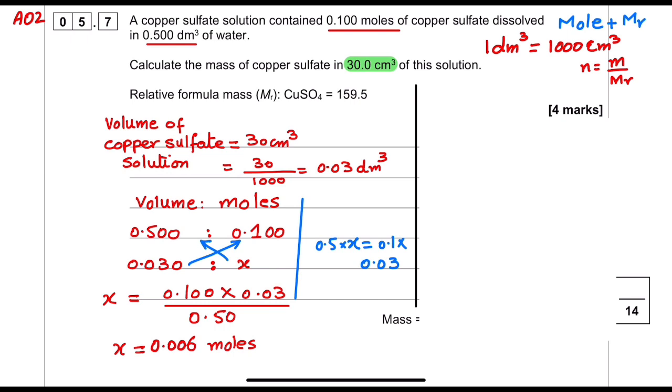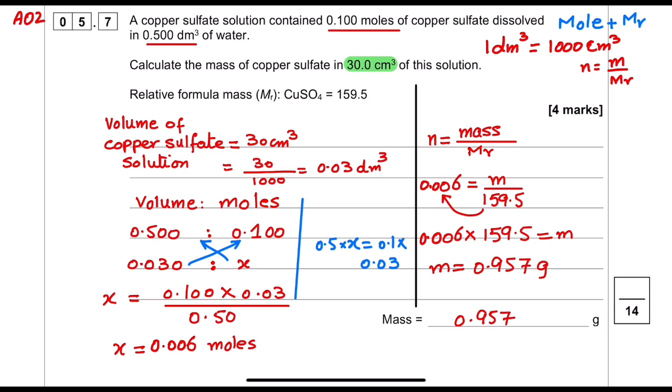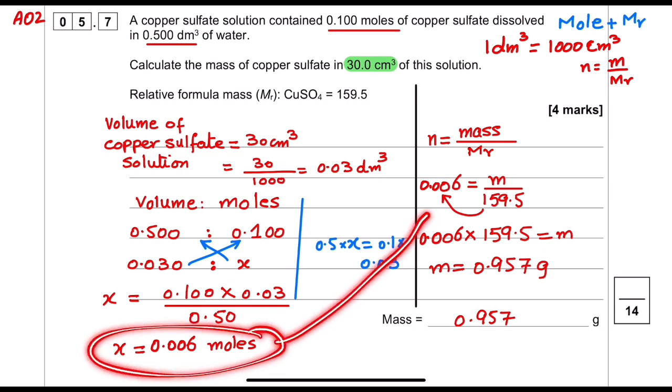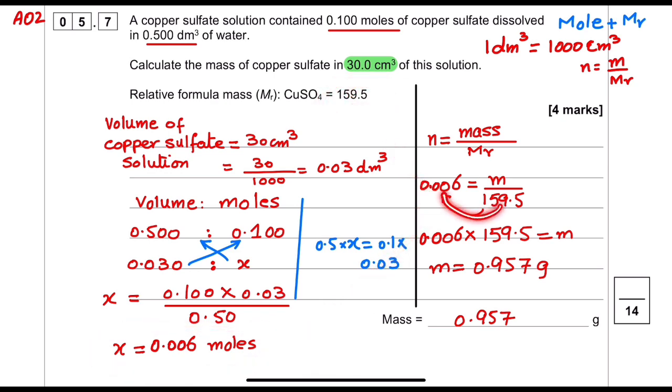Let's see the following calculation. So we use the number of moles here, and Mr of copper sulfate is given here. We're going to use them in our formula. Mr goes to the other side and is multiplied with the moles. So the mass of copper sulfate dissolved in 30 cm cubed of the solution is 0.957 grams.